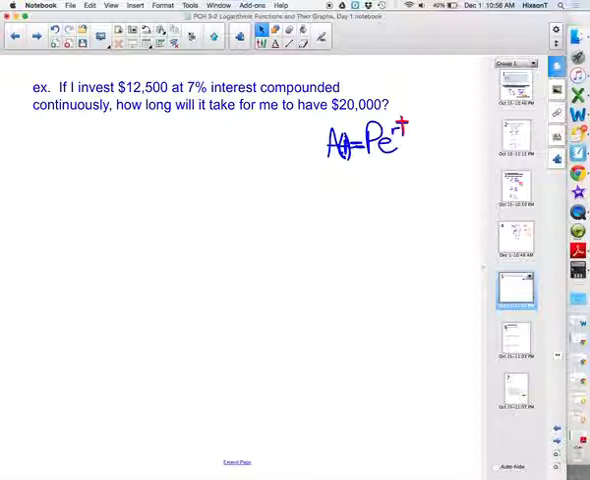It would be e to the 0.07t. 0.07 times t would be in the exponent. Yes, that's exactly right. So now, log? Then you've got a base of e for your exponential, so what kind of log are you going to use? The log base e, yeah.